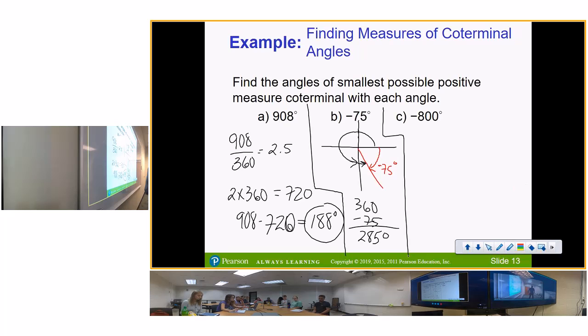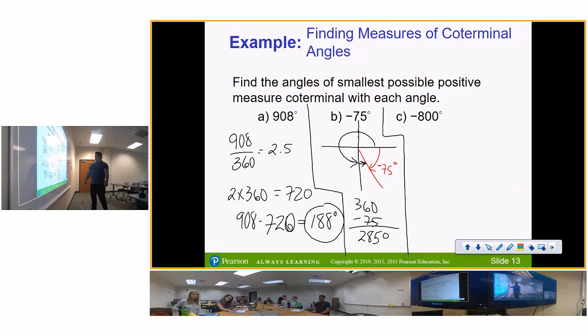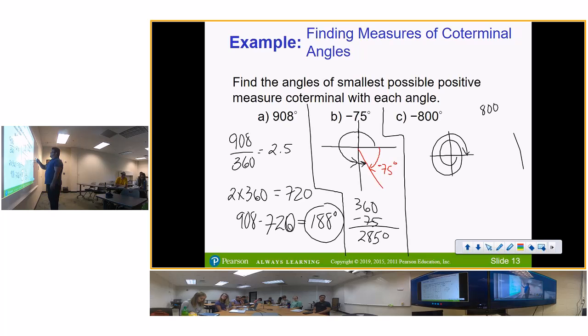Negative 800. So again, we know it's this way. Negative 800 is going to be this direction. So let's do it this way: 800 divided by 360. 2 point what? It's 2, isn't it? Yeah.